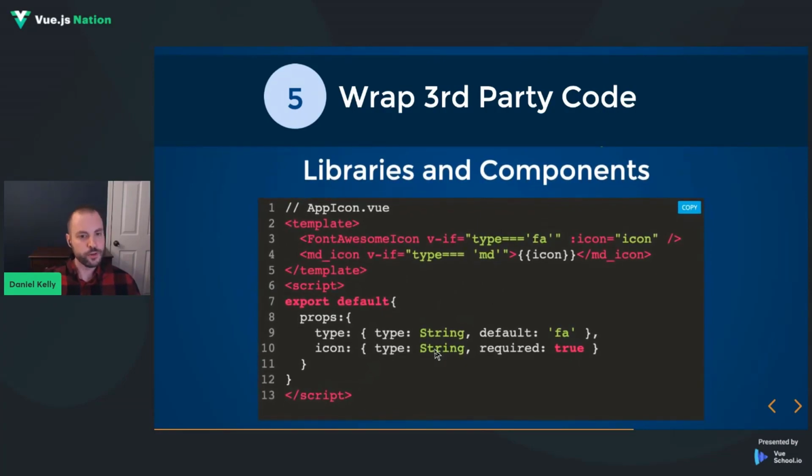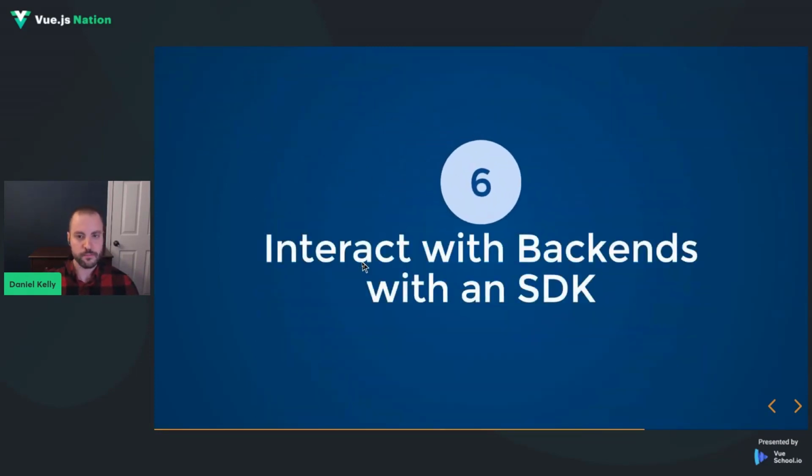All right, so not only can you do this with functions, but you can also do this with components as well. So for instance, I have this app icon component here that wraps the Font Awesome icon and the MD icon. It basically gives me a single component I can use to support both icon types. So you can use it for different kinds of things.